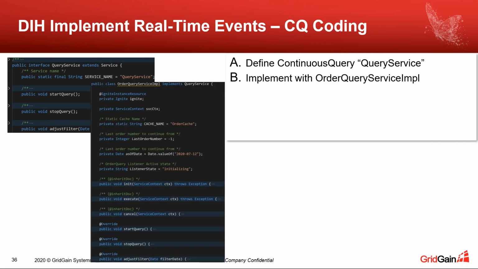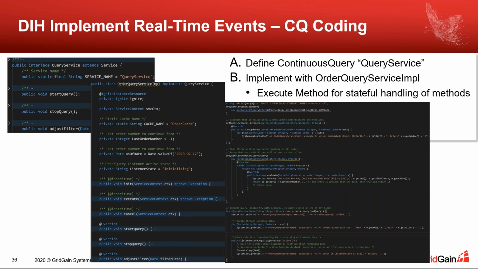We're then going to have an implementation of this query service for the order. The order query service impl will implement these 3 methods, and it will use the execute method to perform stateful processing. Hopefully you can see this, or maybe take a screenshot or look at the PowerPoint after I deliver it. The important thing here is, as I said before, we're going to set the initial query, which may be a scan query, a SQL query, or a text search query.